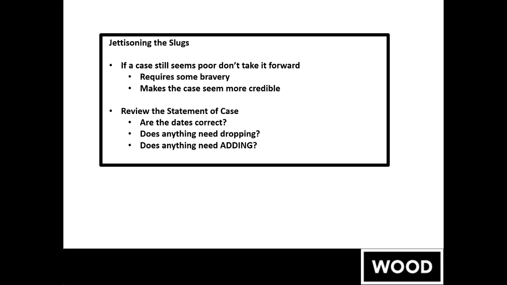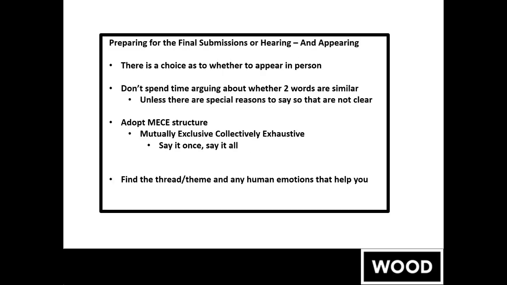So now, once you've got all of your evidence right, you've looked through your evidence, your statement of case is cool, the other side's evidence really doesn't hurt you, and you're ready to go to the hearing. How do you then prepare for your final submissions or your final hearing, and what do you do about appearing? Well, first thing to say is there is a choice as to whether you appear in person before the hearing officer. Both sides get that choice. If one of you wants a hearing, it will happen. Even if the other side asks for a hearing, you still don't have to go to the hearing. You can just do written arguments.